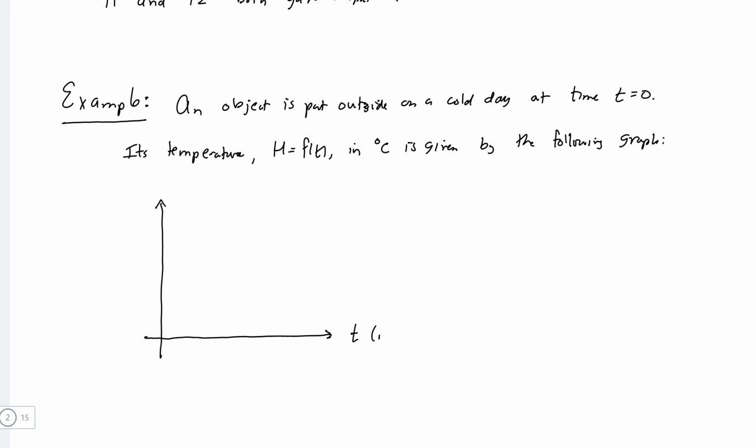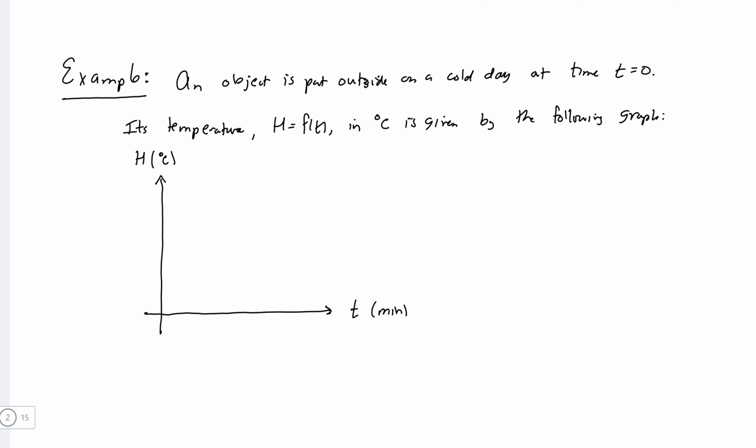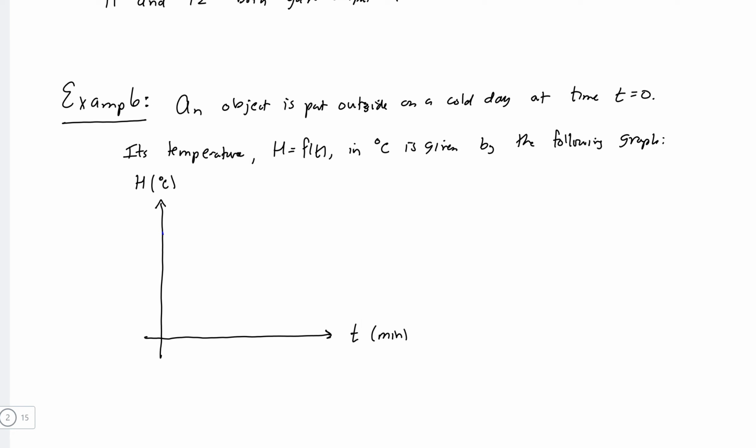So here we're going to have t, which is measured in minutes. We're going to have h up here, which is measured in degrees Celsius. And then let's go ahead and draw a graph here. So let's say it looks something like this. Let's say this is up here at A, and this is down here at B. Okay, and this is the graph h equals f of t.